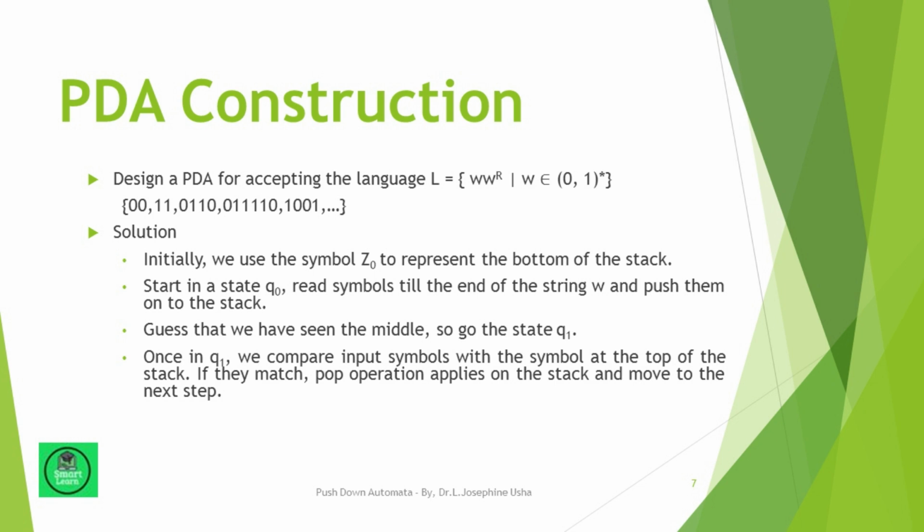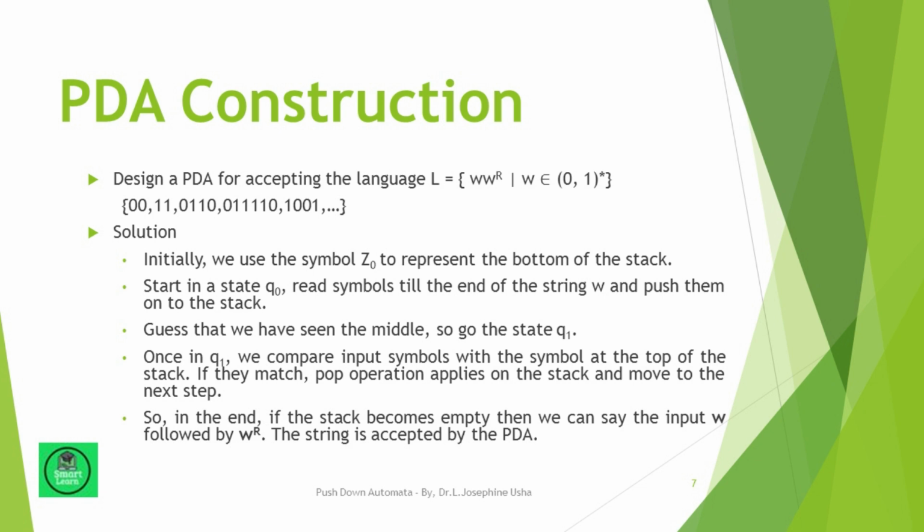When you are in the state Q1, you compare the input symbol with the symbol at the top of the stack. If there is a match, you do the pop operation, so you pop the symbol from the stack and move to the next step. At the end, if the stack becomes empty, it implies that the string W followed by W^R is accepted by the pushdown automata. So this is the concept for implementing the pushdown automata for this language.